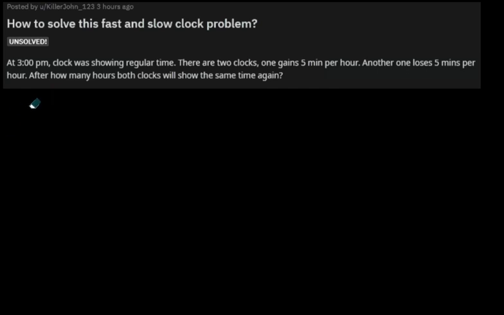Okay, so I'm going to let X be the number of hours that have gone by. You can use T. I used X because I'm going to be plugging it into Desmos later. I'm going to let Y1 be the first clock and Y2 be the second clock. And so this would be the time showing on each clock.